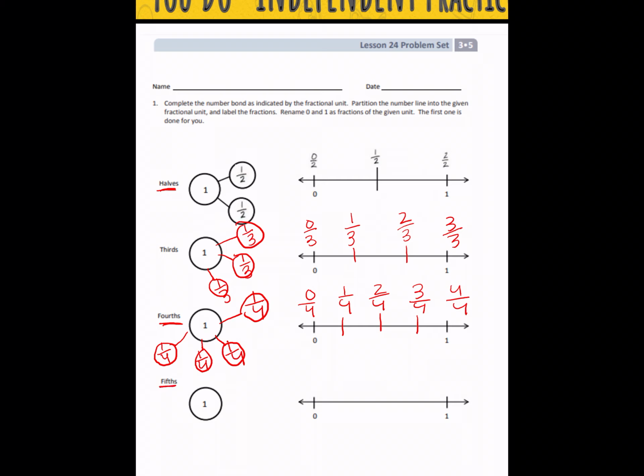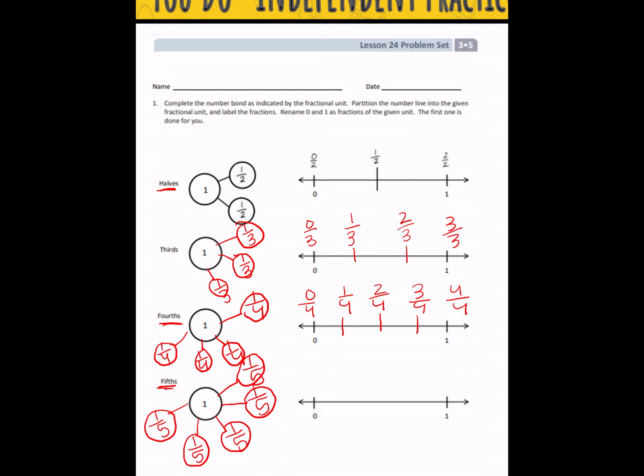Let's do the same with the last example here. We need to split this into fifths. So we need how many pieces? That's right, 5 pieces. 1, 2, 3, 4, 5. Each of those pieces is 1/5 in size.